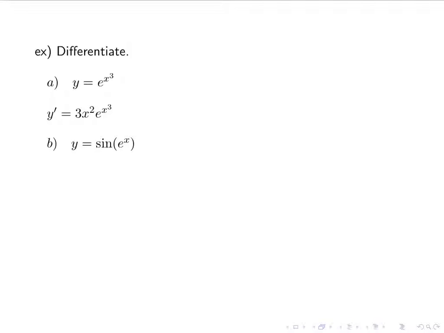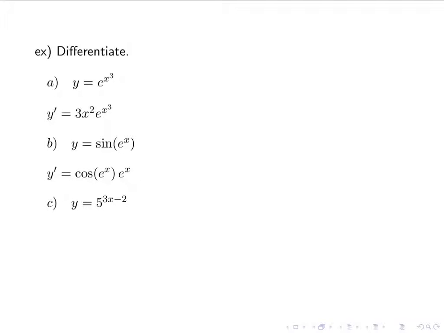For our next one, we have sine of e to the x. So this isn't e to a function, it's sine of a function. So we have to remember how to differentiate sine of something. And the derivative of sine is cosine. So we're going to end up with cosine of e to the x times the derivative of our inside function, which is e to the x times 1. So we just have cosine of e to the x times e to the x.